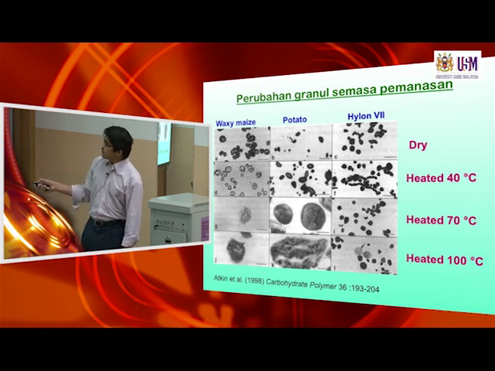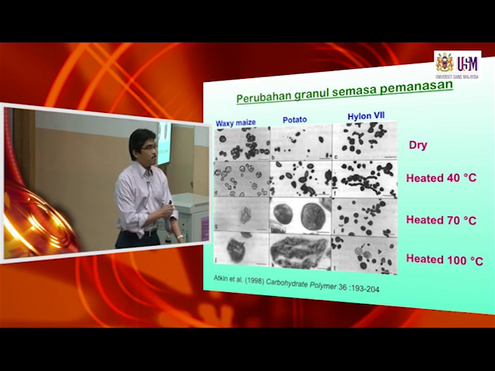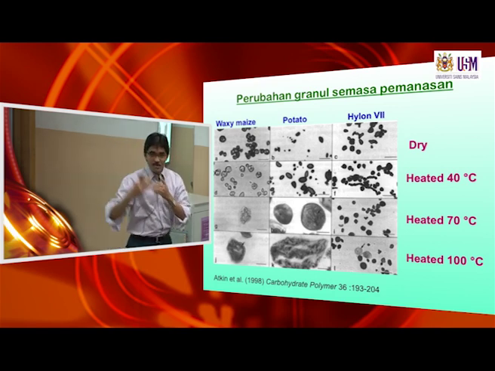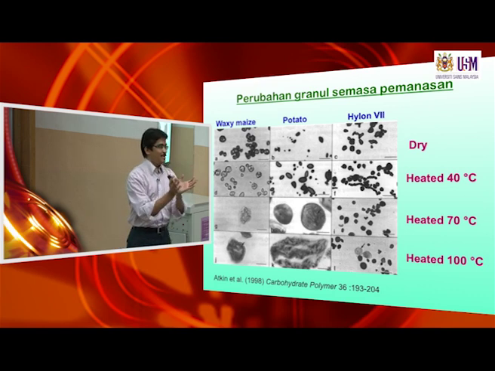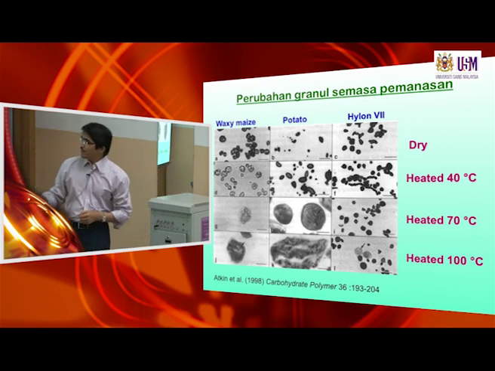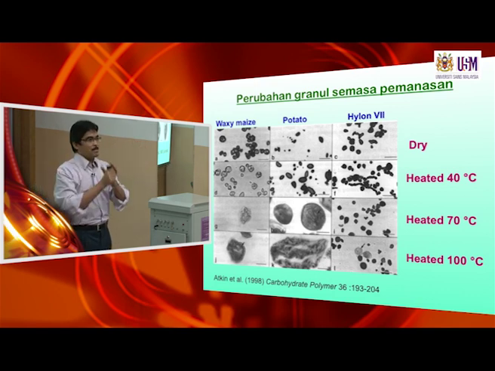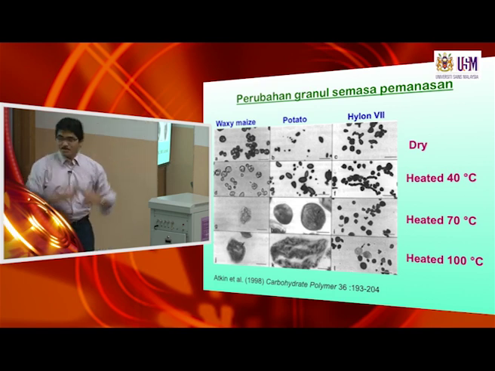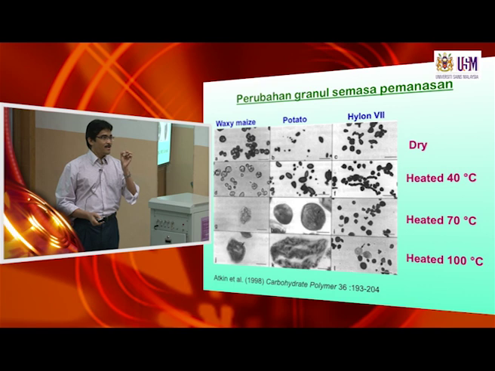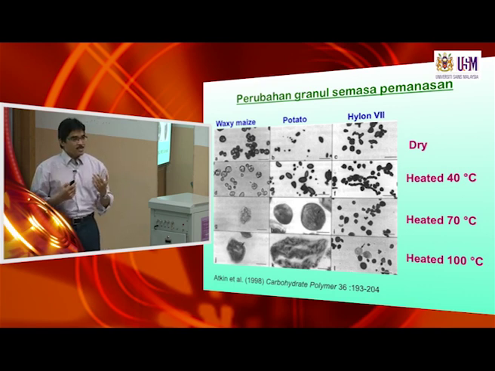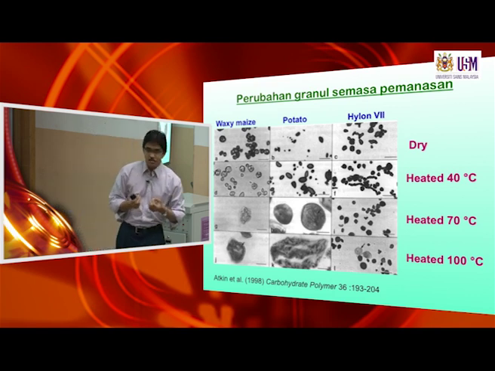Now, we heat to 70. 70 degrees is already past the onset of gelatinization. So you can see the waxy maize granules have already burst. You don't see a proper granular form. And potato at this temperature has probably reached the maximum swelling, just like a balloon, maximum. You blow a little bit more, but this is the maximum. And what about Hylon? Probably a little bit, maybe 10%. Or maybe we can't tell from the picture. But if it swells, maybe about 10-20% at most.